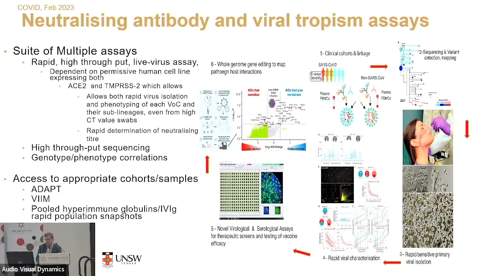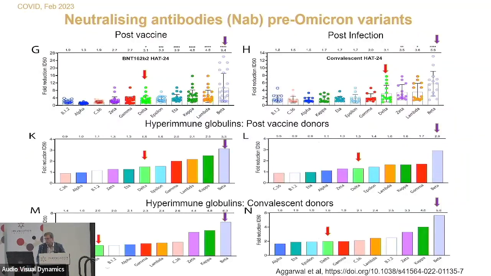And we've had excellent access to cohort samples and biobanks collected systematically, such as ADAPT, which is a convalescent cohort, VIM, which is a vaccine cohort, and then access to hyperimmune globulin and IVIG produced by CSL Behring. So, neutralizing antibodies and pre-Omicron variants.